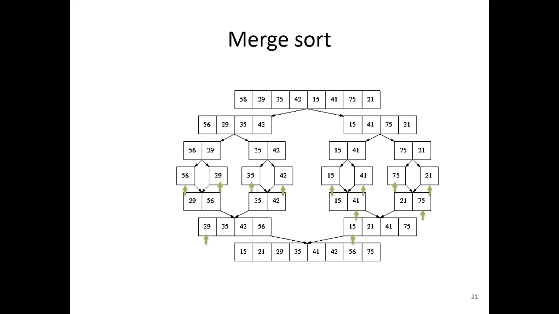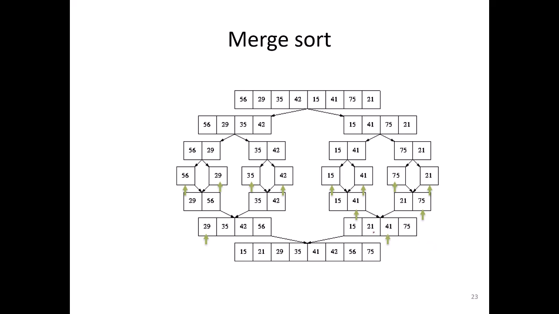Now 29 is compared with 15. 15 is less, so just copy the 15 into the temporary array and move the right pointer, because we have copied the element into the temporary array. Now 29 is compared with 21. 21 is less, so just copy the element to the temporary array and move the right pointer, because we have copied from there.